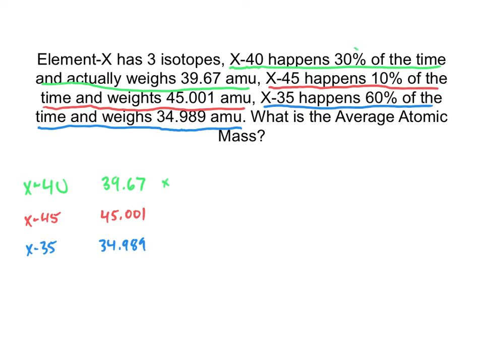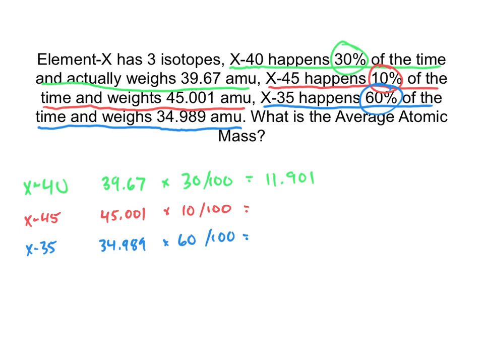So times by the percent: it's 30 divided by 100. The second isotope happens 10% of the time, so times 10 divided by 100. And then the third one happens 60% of the time, so times 60 divided by 100 equals. All right, and we get answers for these. The answer for the top one is 11.901.